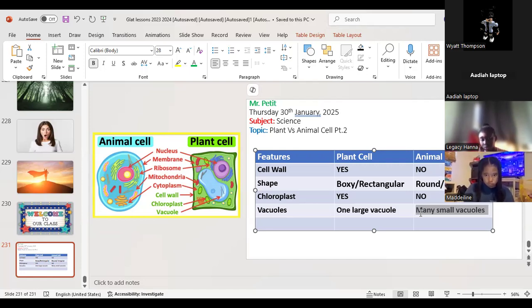Okay, next. What else do we have? We have the centrioles.